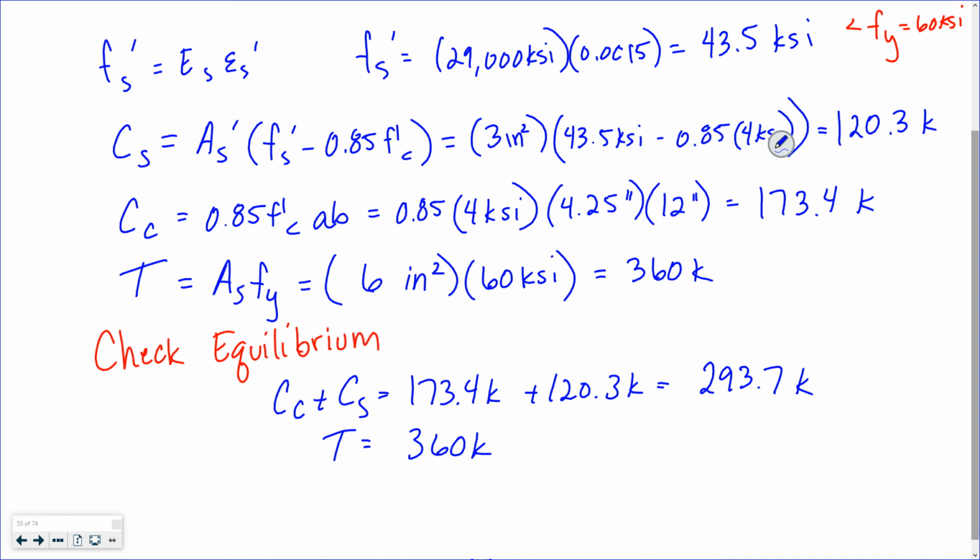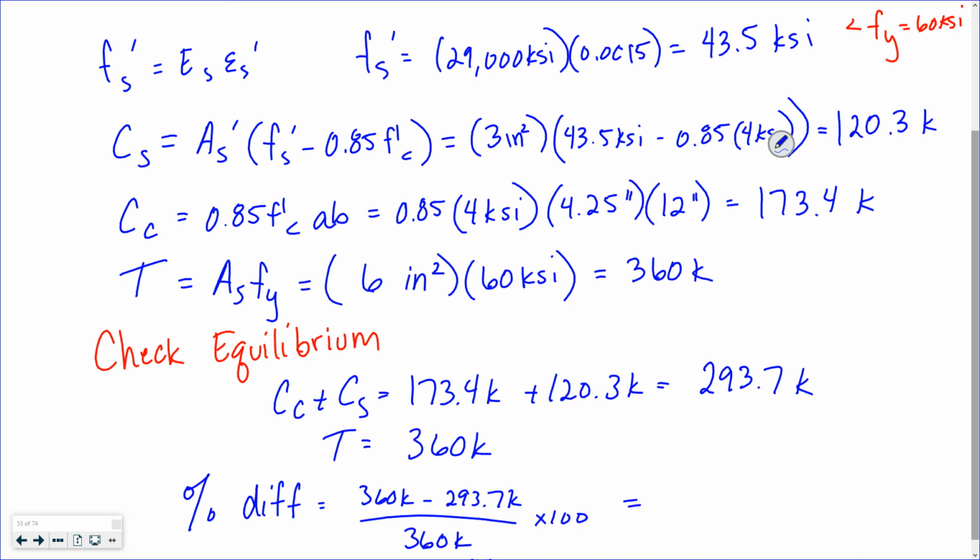See my difference, if I'm assuming my tension is the right one, right? My percent difference is 360 kips minus 293.7 kips, times 100 if we're going to put it in percentage. 360 minus 293.7 divided by 360. I'm going to have 18% different. My compression force is too low compared to my tension force.